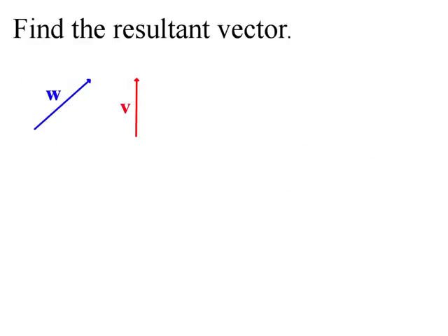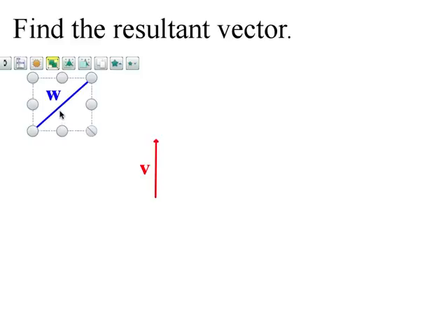So let's go ahead and look at this. It says find the resultant vector. So I'm going to start with vector v. That is the very first vector I'm starting with. Now, in order to do the resultant, here's my v vector.